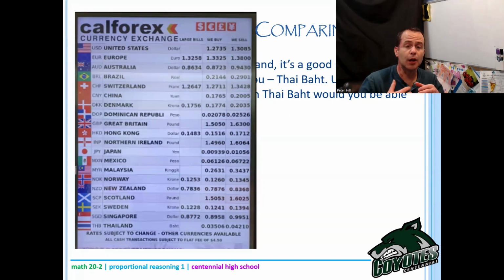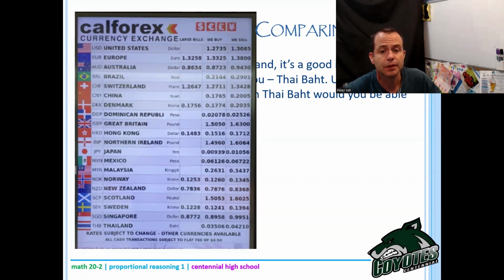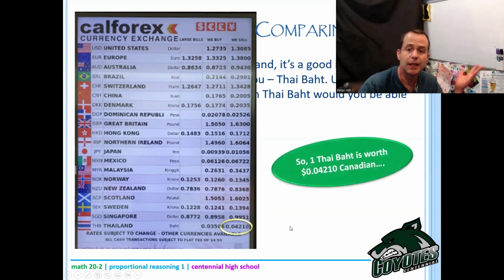What we sell would be when you have Canadian money and you want to buy Thai bahts from them. So you have to look at all these countries and find Thailand's. You can see Thailand's right at the bottom, and we're selling, or the bank is selling to us right now. This is the number that we're looking for. What that number means is that one Thai baht is worth that amount Canadian.